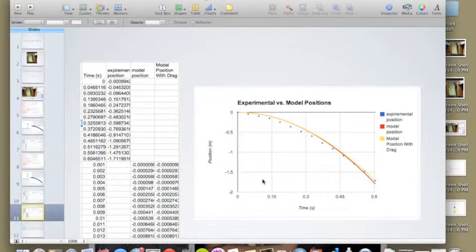At last, we combined all the data, the experimental position, the model position, as well as the model position with drag, so we can see the difference between the weight force and the weight force including drag. Here, you can see that in the middle of the graph, both model positions seem to be the same. However, as the graph continues, the model position with just weight force differs slightly.